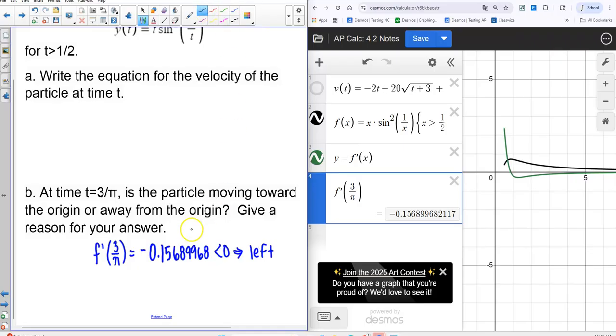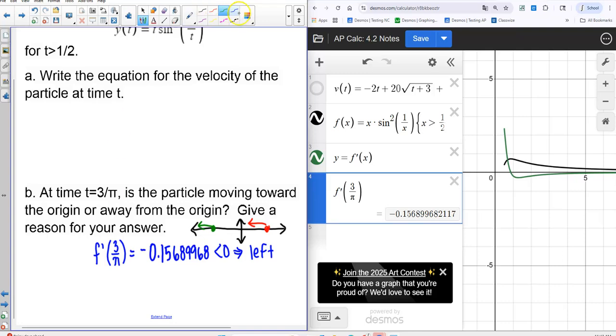The answer depends on where the particle is at, right? Because if the particle is here and moving to the left, then it's going towards the origin. But if the particle is here and moving towards the left, then it's going away from the origin. So a lot like speeding up or slowing down problems, where you can't just consider acceleration, here we can't just consider the direction the particle is going. We also have to know the position of the particle.